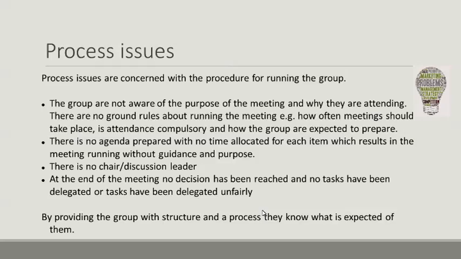Process issues are concerned with the procedure for running the group. Examples of difficulties might be that the group are not aware of the purpose of the meeting and why they are attending. There are no ground rules about running the meeting, for example, how often meetings should take place, is attendance compulsory, and how the group is expected to prepare.